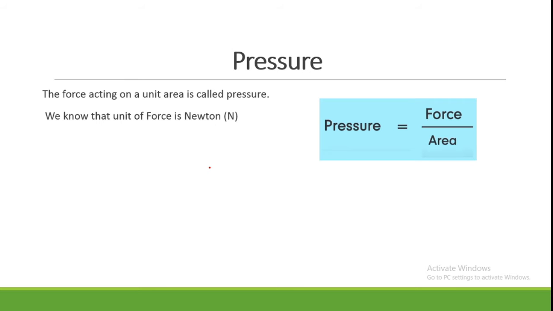Here the unit of force is Newton. I will just write Newton there. Newton is represented by N. Now, what about the unit of area? Let us take the standard, meter square. So, the unit of area is meter square. Now, can you tell me what will be the unit of pressure? Look carefully, pressure is nothing but force by area. So, can you tell me what will be the unit of pressure?